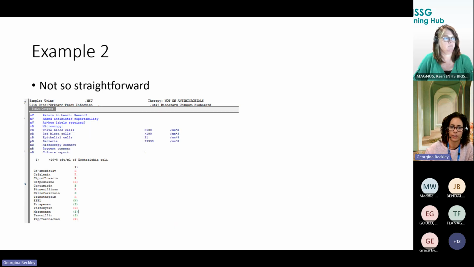Now, this one's not so straightforward. So we've got query UTI, and then we've got a microscopy count as well, consistent with UTI, but you can't diagnose that just by microscopy itself. And then we've got an E. coli, and everything in red is resistant.